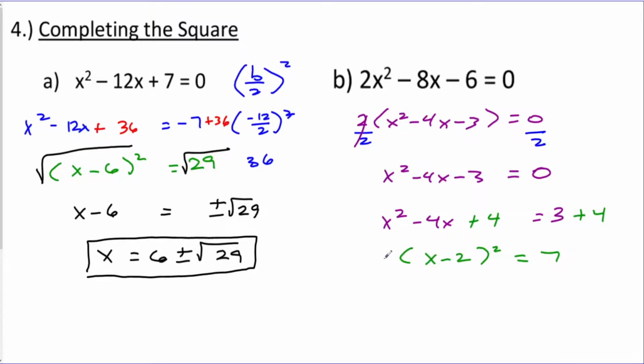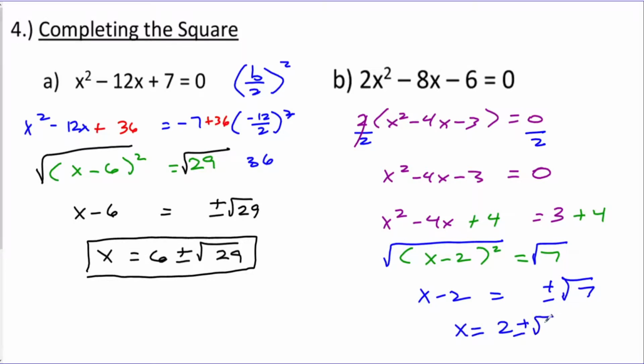I take the square root of both sides. x minus 2 is equal to plus or minus, don't forget it, square root of 7, and then I can add the 2 over. So 2 plus or minus the square root of 7. And that would be your answer. Again, not super nice looking, but that's our answer. All right, moving on.